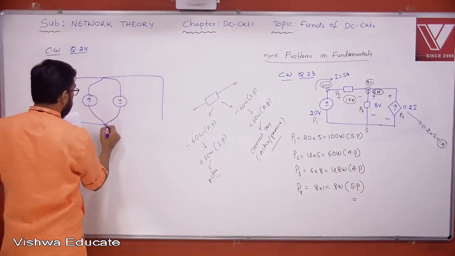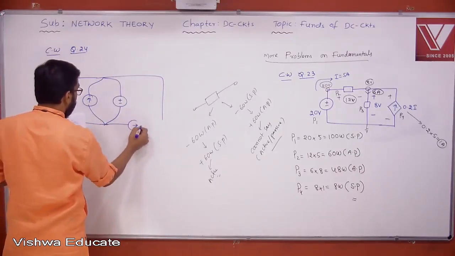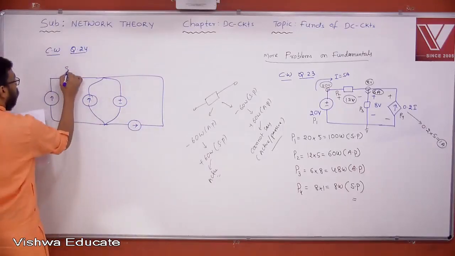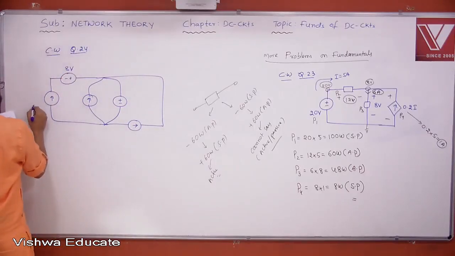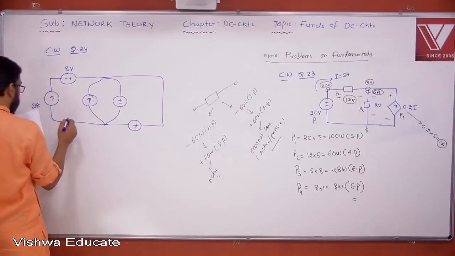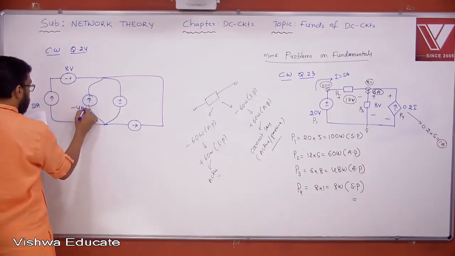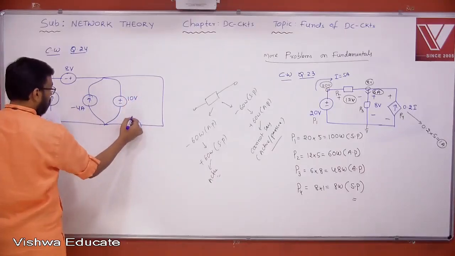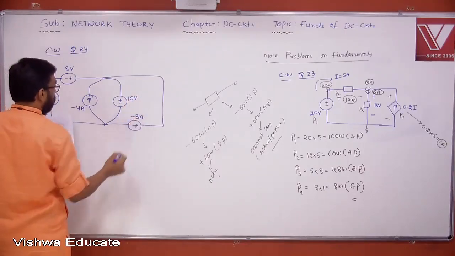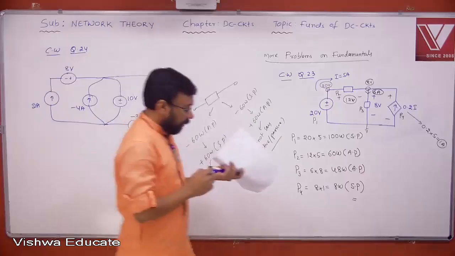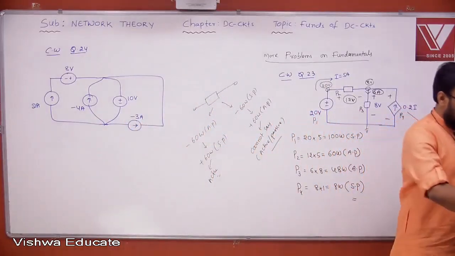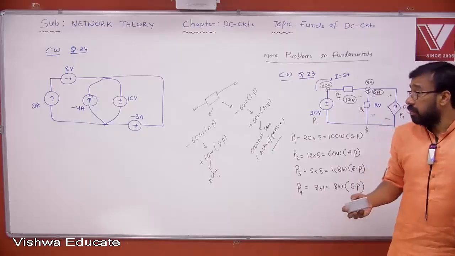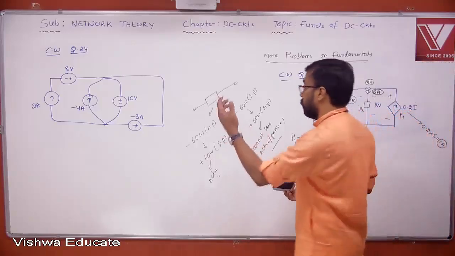So let's see here. Now let's find the power of each element, that is, the power supplied or absorbed by each element. This is 8 volt, 2 ampere, minus 4 ampere, 10 volts, minus 3 ampere. Okay, this is what is given here. Now let's find the power of each element. All of you just make an attempt.